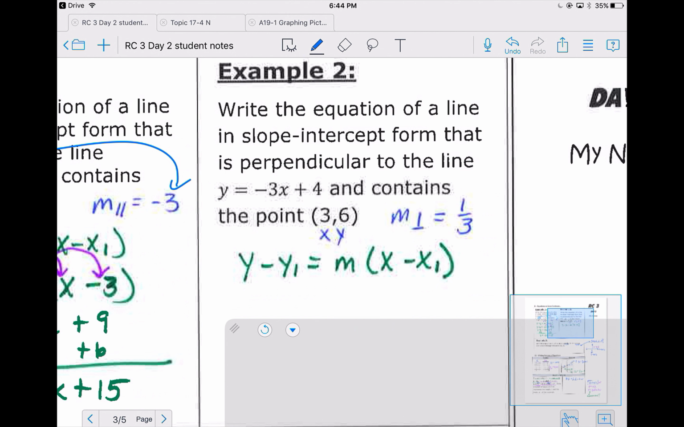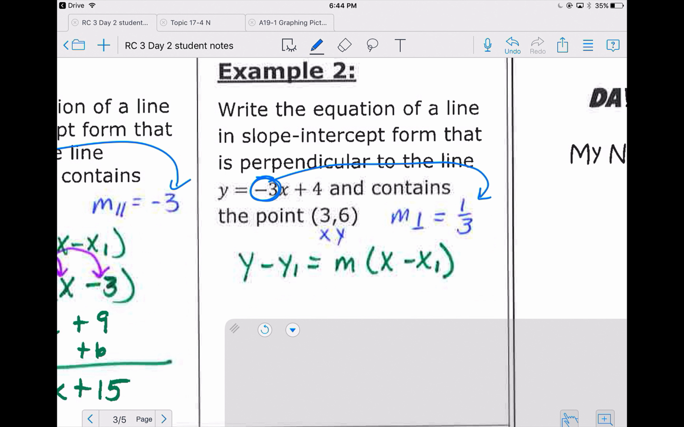So for example 2, we are asked to write the equation of a line in slope-intercept form that is perpendicular to this line and contains the point. So very similar stuff, but this time perpendicular. Note, they've already shown us what the perpendicular slope would be. So -3 would flip, so 3 over 1 becomes 1 over 3, and it's the opposite, so we flop. We flip the fraction, and we make it the opposite sign. So negative 3 would turn into a positive 1/3.